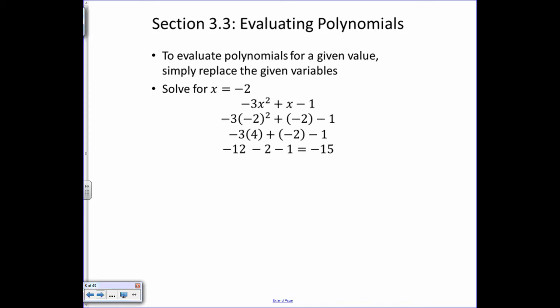So whenever we want to evaluate a polynomial for a given variable, we simply want to replace the variables with whatever number we're using. So we want to solve for x equals negative 2. And here's our polynomial, negative 3x squared plus x minus 1. What we're going to do is replace all of the x's with negative 2 and then simplify. It's exactly like what we've done before evaluating expressions. Now we're just evaluating polynomials. Just replace the variable with the number that's being given to you.